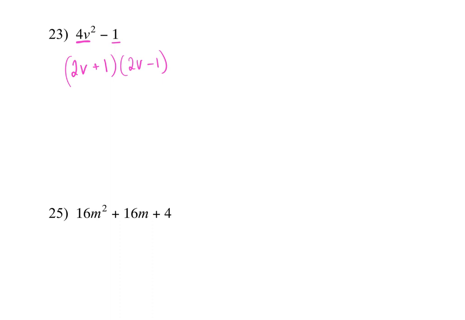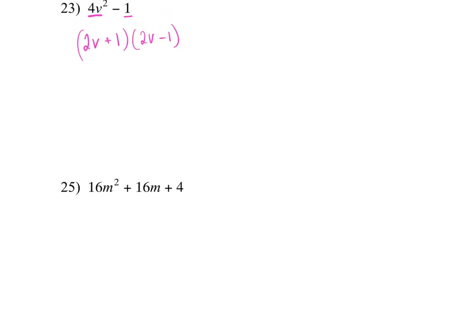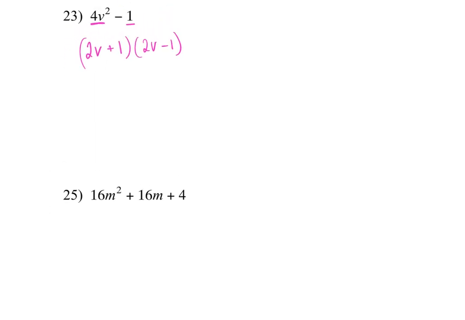25 is also a special case, but I have a common factor. What can come out of 16, 16, and 4? 4. Yeah, 4 can come out of all of those. And so I am going to first factor that out, 4. And then I have 4m squared plus 4m plus 1.